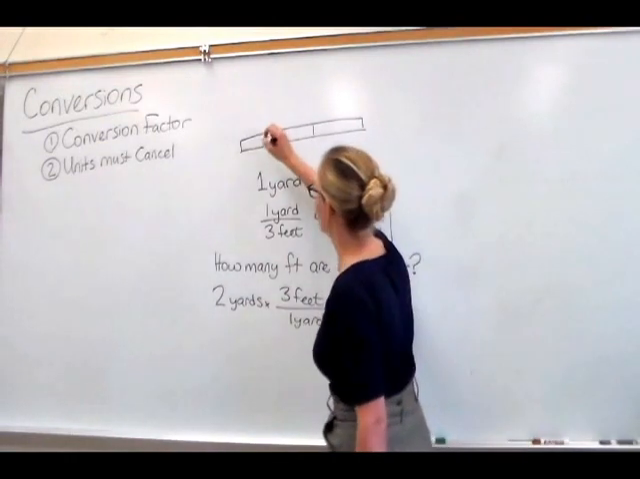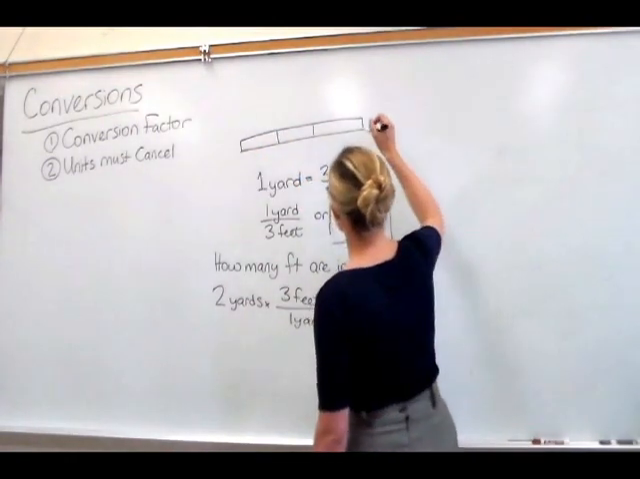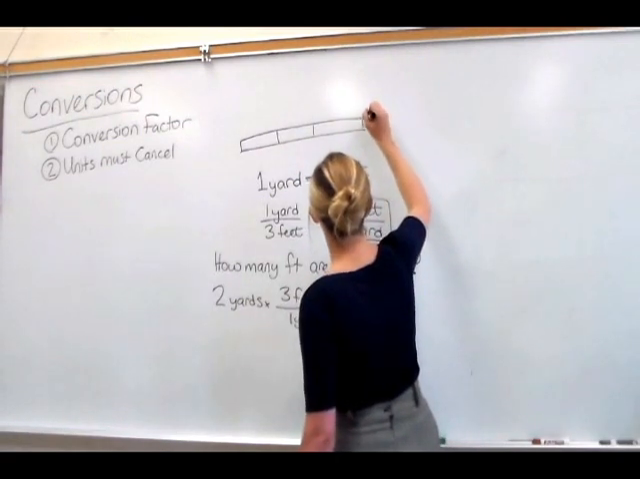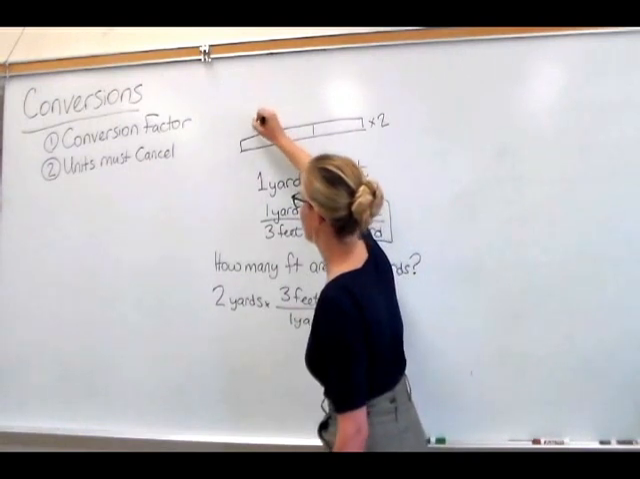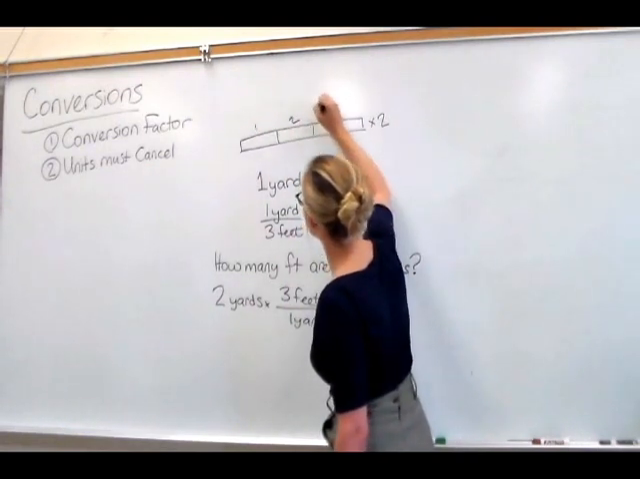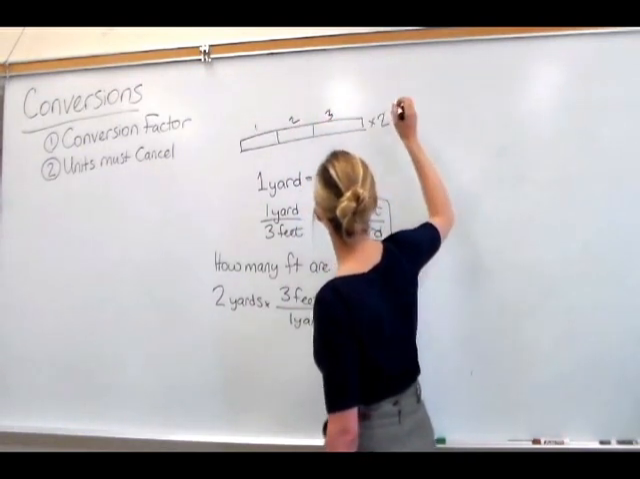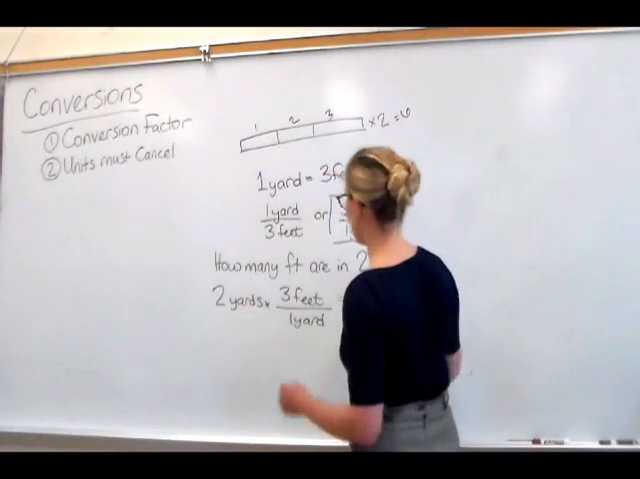So we could imagine drawing this. This is our yardstick. And then we had 2 of them. We would count 1, 2, 3, and then times 2. So that would mean 6 feet.